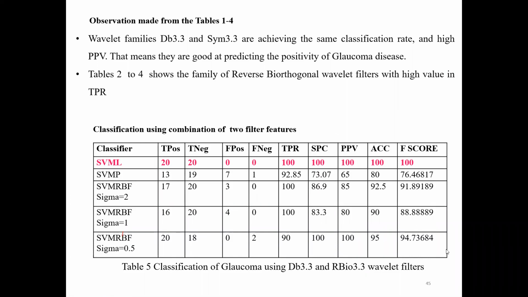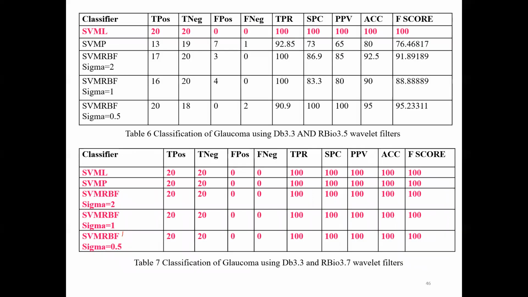So what is the difference between the previous 4 tables and this table? You observe that a combination of 2 filter features is taken. Here, the 2 filter features that are taken are dB 3.3 and RBIO 3.3. So this is like a combination of 2 wavelet filter features.